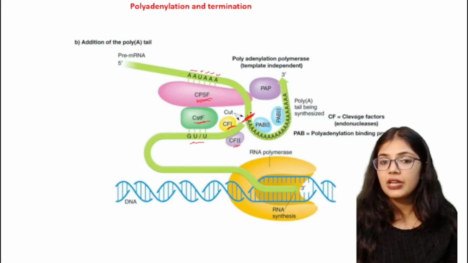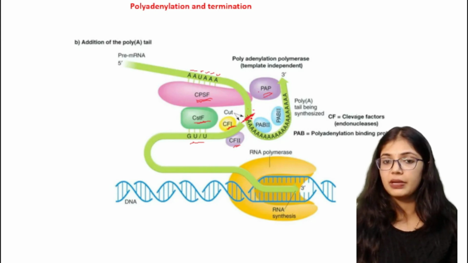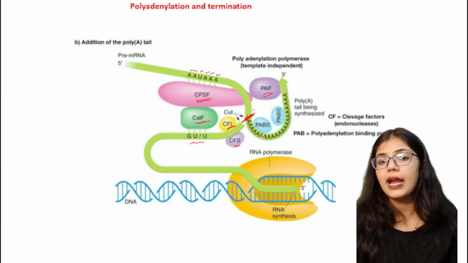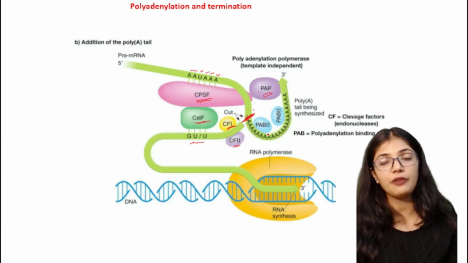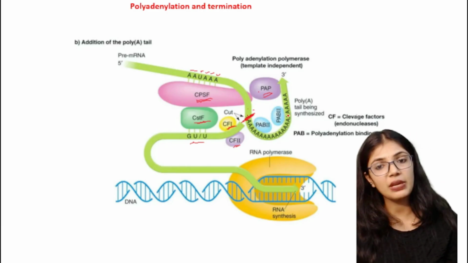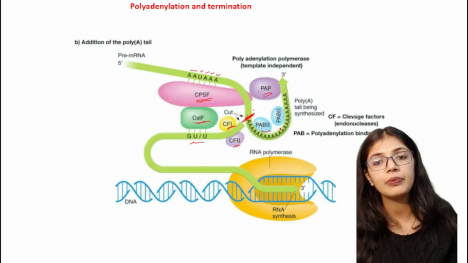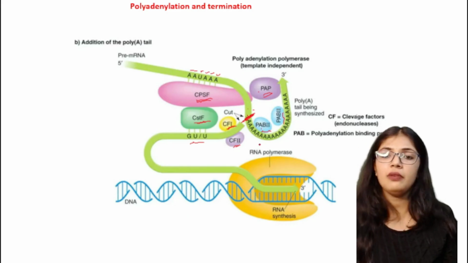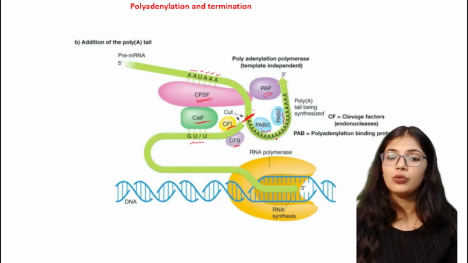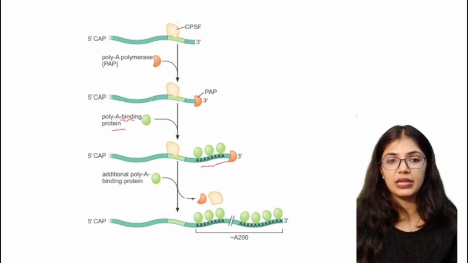Then another enzyme will come and bind here, which is known as PAP. PAP will come and bind here, which is a polymerase. It will help in the polyadenylation of this adenine, and for stabilizing this adenine, there is a requirement of proteins known as PAB2 and PAB1. Okay, this is how the polyadenylation is taking place.